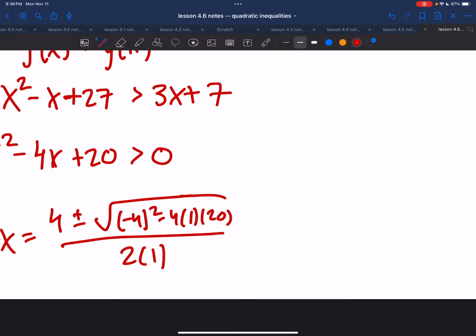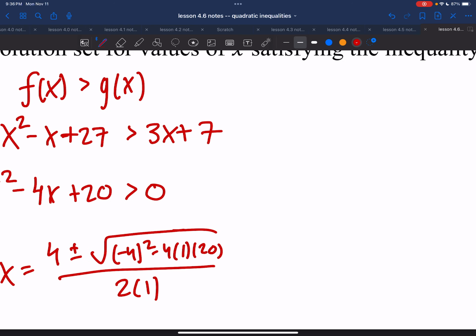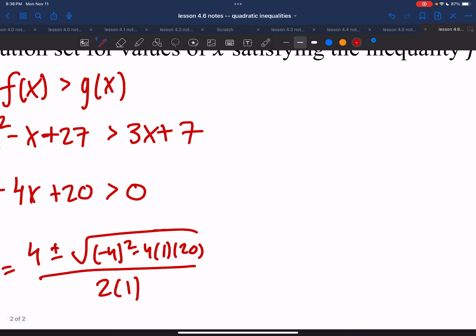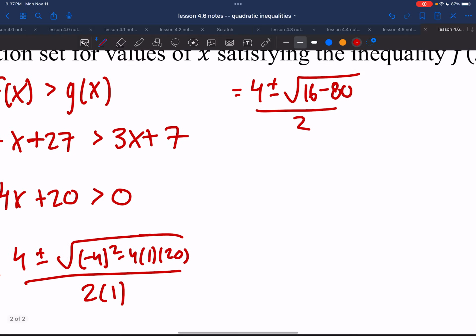And I'll do this algebra a little quickly. You're welcome to use a calculator, pause, or simplify if you'd like. My goal here is not to show you the quadratic formula. We've already covered this. I want you to look at what happens when we get this result. So I'm going to have 4 plus or minus the square root of 16 minus 80 over 2.